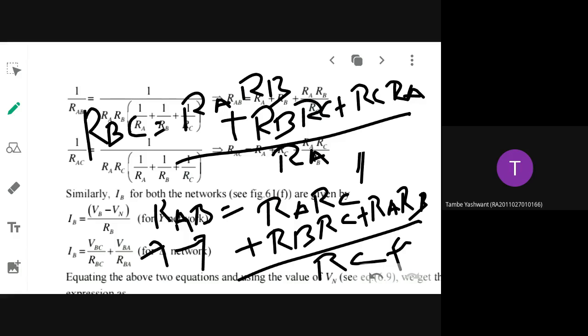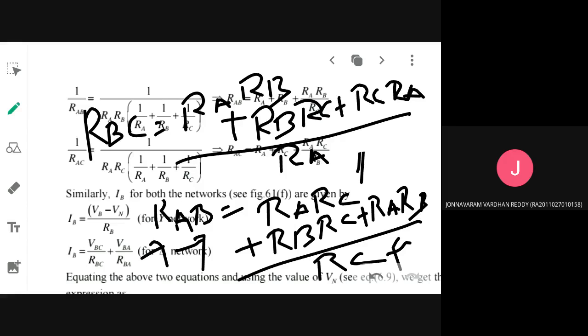Okay, so are you writing down the formula? Yes, ma'am. Six formulae. Okay, then one more thing, RCA you have to write. So what will be the formula for RCA? Again, the numerator will not change. So it will be RARB plus RBRC plus RCRA. And the denominator, what will you have for RCA? RB. Okay, that's all. So this formula you remember.